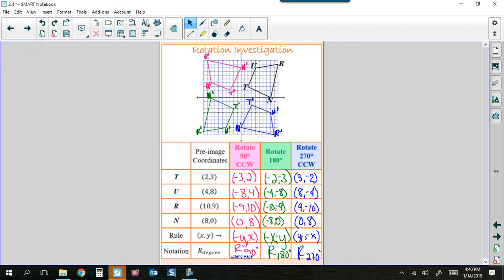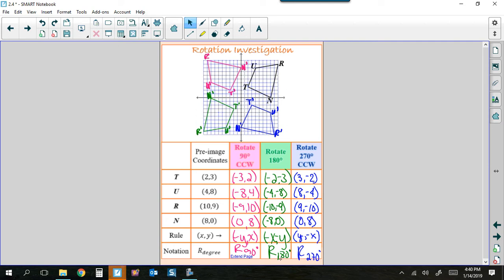All right, hopefully this is how you did. If you're using this rule, we came up with -x, -y. U should have ended up at -4, -8. R should have ended up at -10, -9. And N would have ended up at -8, 0, giving you this quadrilateral over here in quadrant 3.